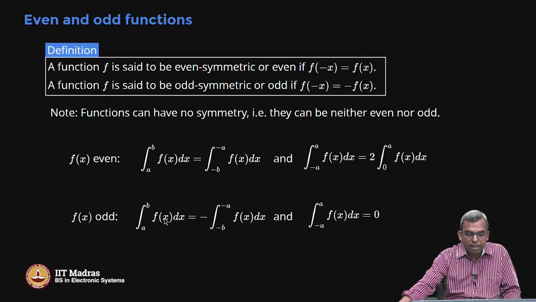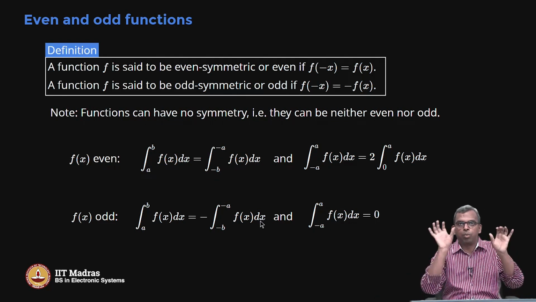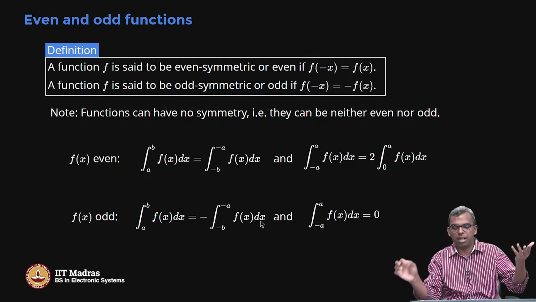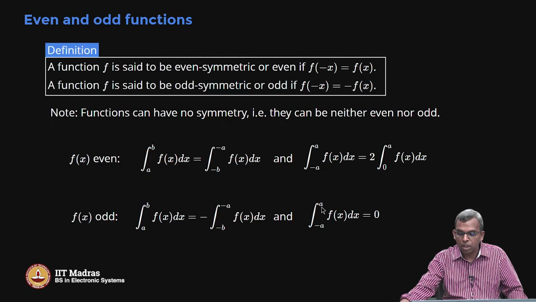If you have odd symmetry, the integral a to b is minus the integral minus b to minus a of f of x dx, right? So this is an important property, because the positive side and the negative side are opposite. So when you do the integral, it should become minus of that. Okay. So what this implies is the integral minus a to a of f of x dx is actually 0.